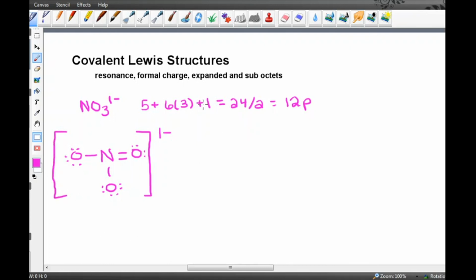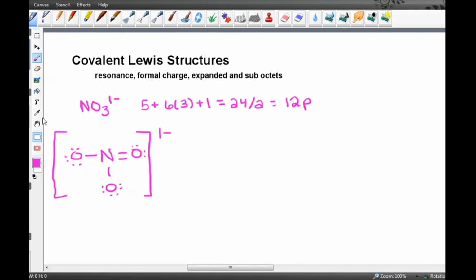Now, we look at this structure, and you might say, oh, Ms. Rivera, I drew my double bond on the left-hand side. Great, no problem. The reason why that's no problem is because no matter which way I draw this structure, no matter where I put that double bond, the formal charge is going to be equivalent in all 3 places.